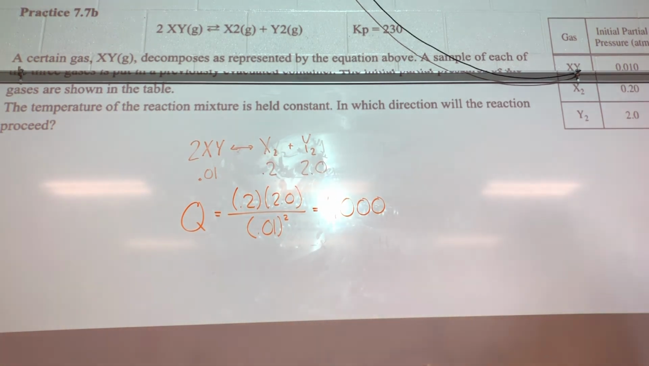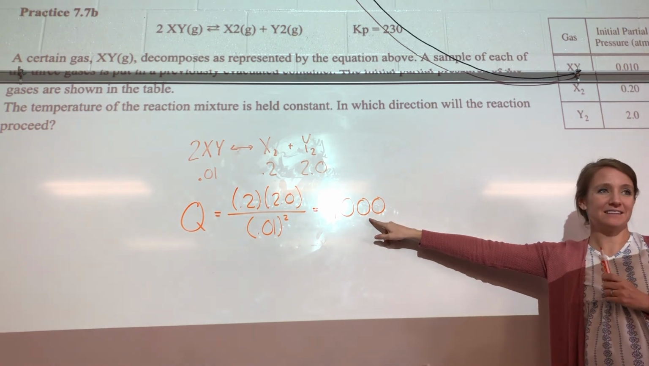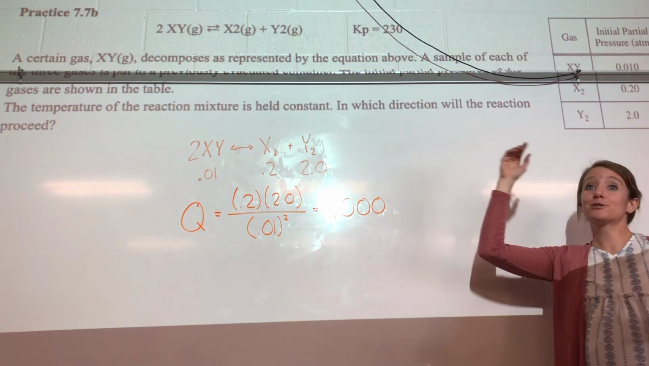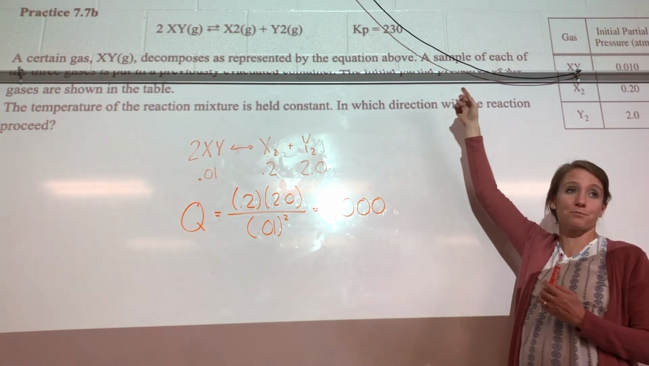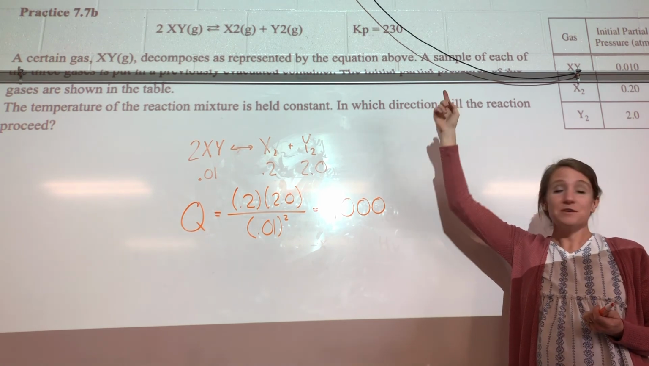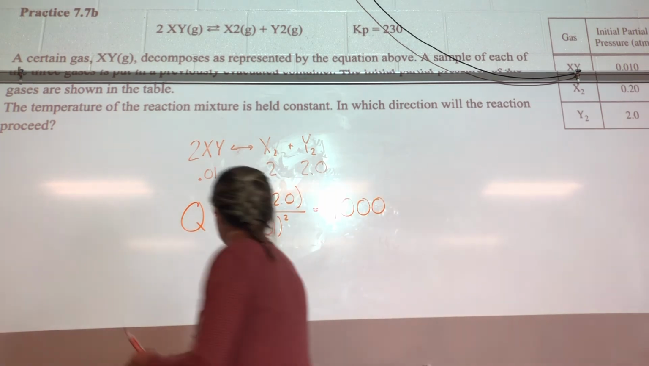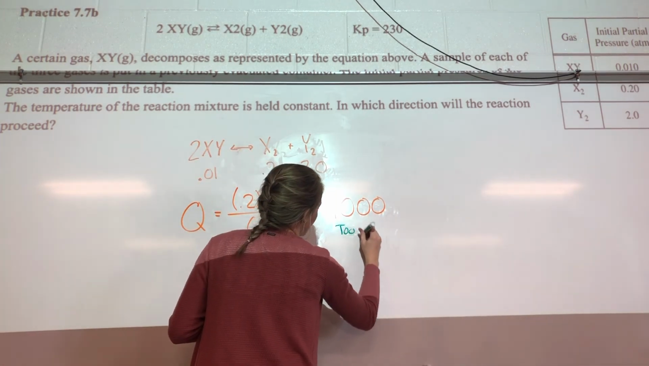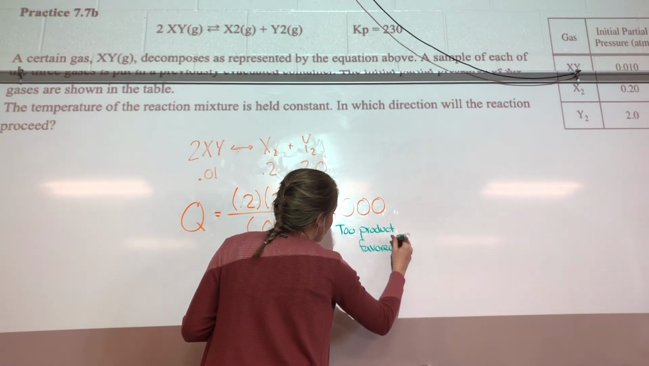Whoa, oh, that's my problem. Don't forget the square. Okay, so as is, without these things doing anything, what does this mean? I'm too product favored, right? We want to be product favored, but 4,000 is way too product favored for this equilibrium. So for this system to get to equilibrium, what needs to happen? Yep, so this one needs to create more reactants.